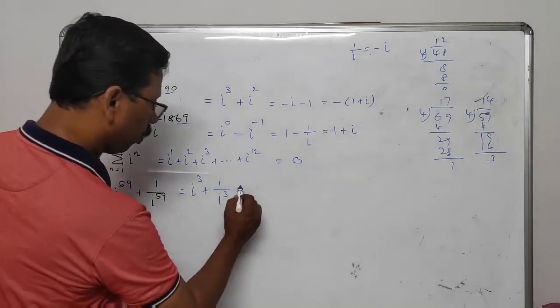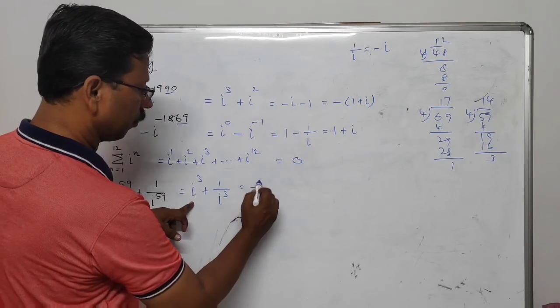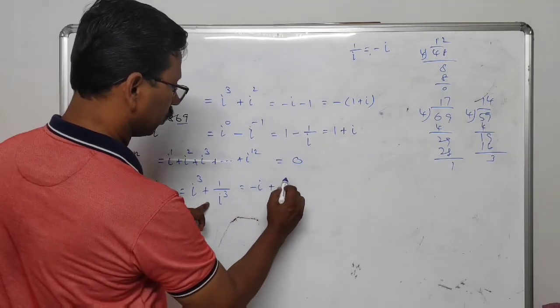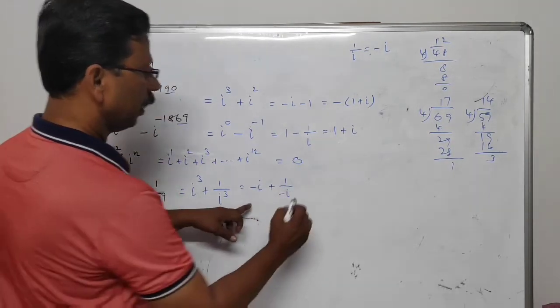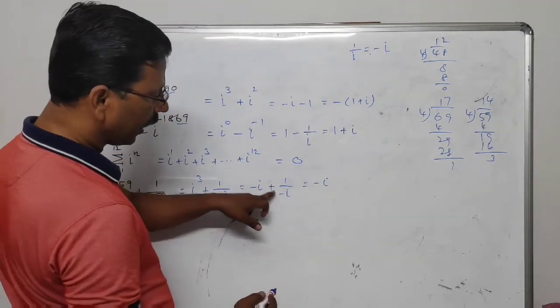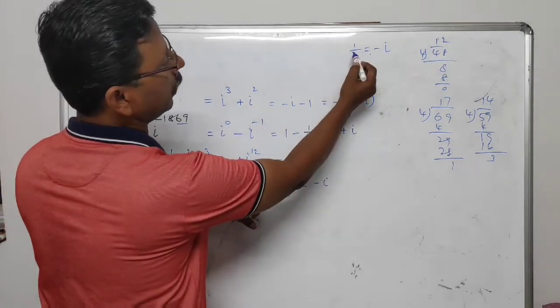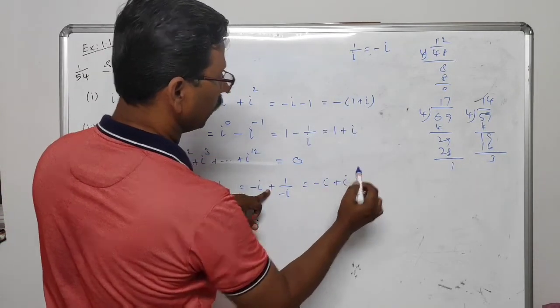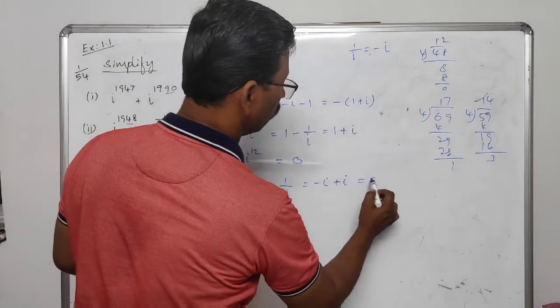Now, i^3 means this value is minus i, then plus 1 by minus i. Which is equal to minus i. This is minus 1 by i. Minus 1 by i means you are getting plus i. You are getting plus i. Its value is also equal to 0.